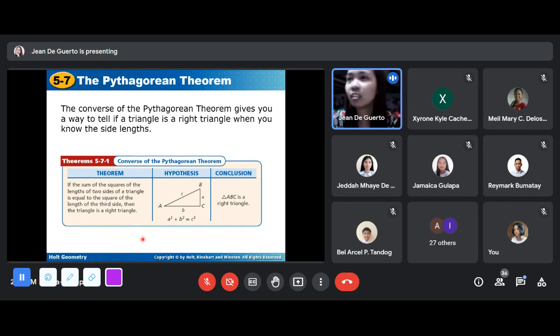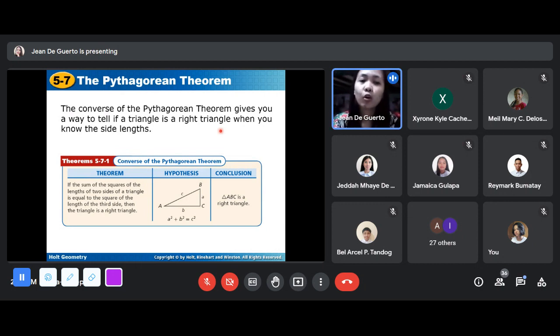So kung natatandaan nyo yung lesson nyo nung grade 8, di ba? Pag-aralan nyo yung mga iba't ibang kinds of proof. Yung converse, contrapositive, ano pa, di ba 4 yun? Nakalimutan ko na. Basta, ito, yung converse ng Pythagorean theorem. Kung yung Pythagorean theorem tells you that in a right triangle, the sum of the squares of the lengths of two sides of a triangle is equal to the square of the length of the third side, ito namang converse ay pinagbaliktad lang yung if and then statement natin.